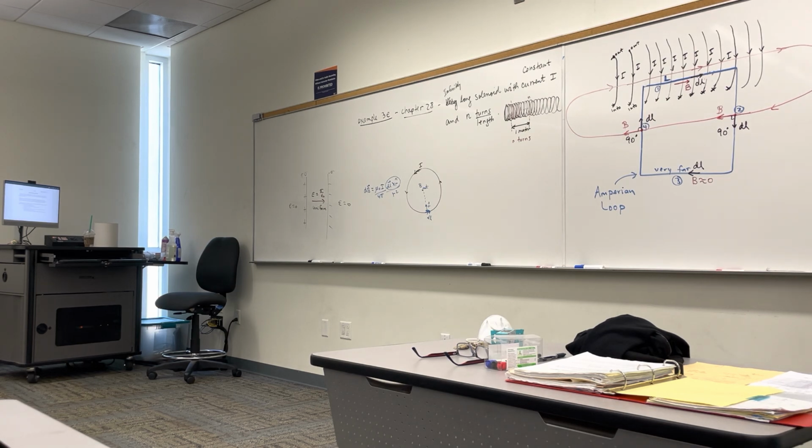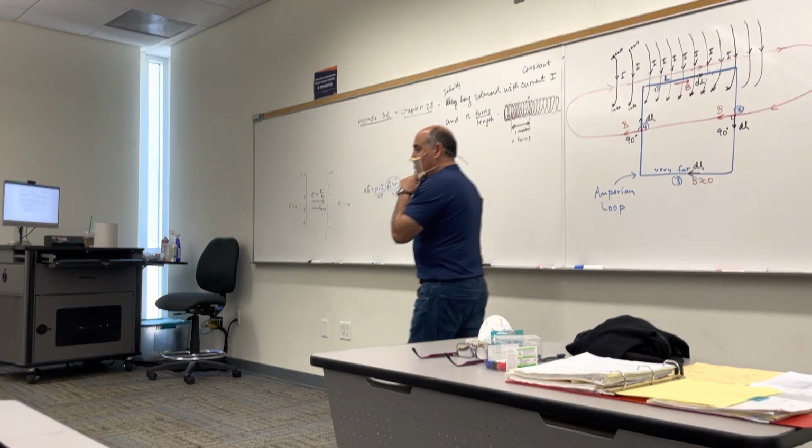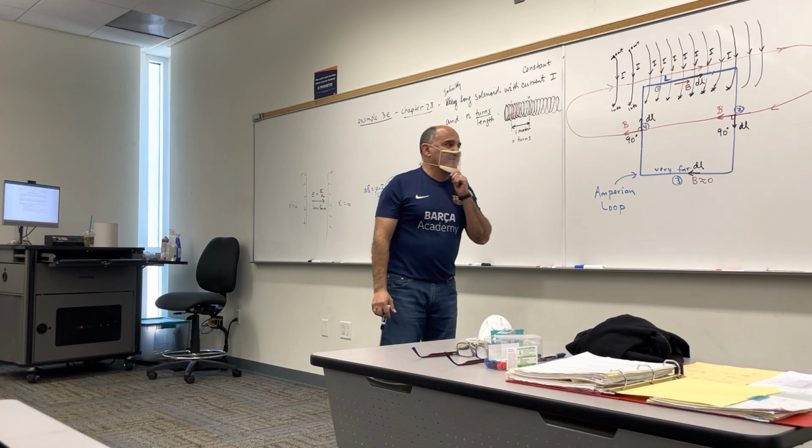Well, the geometry, the situation that will give you a uniform magnetic field in space, pointing in the same direction and of the same magnitude, is an infinitely long solenoid. Inside the solenoid, it's along the axis.